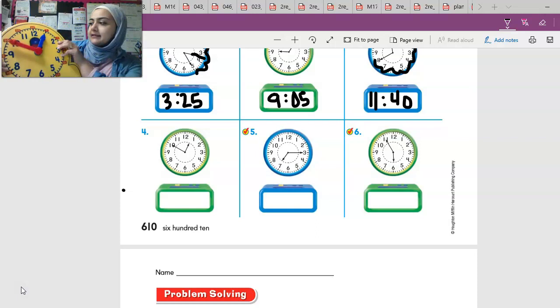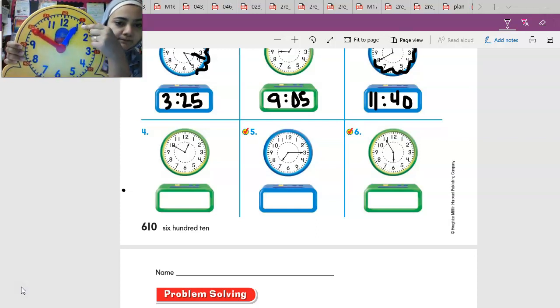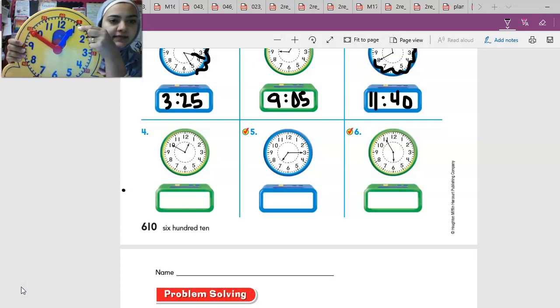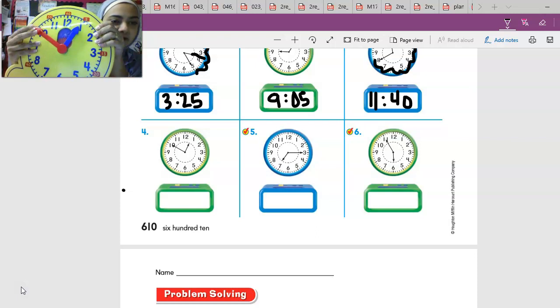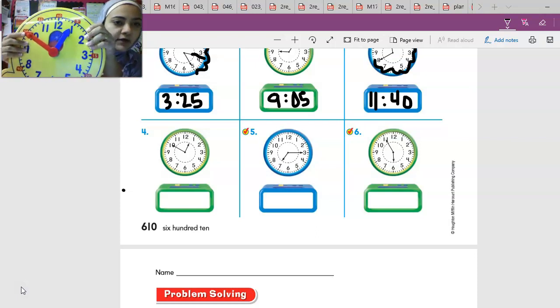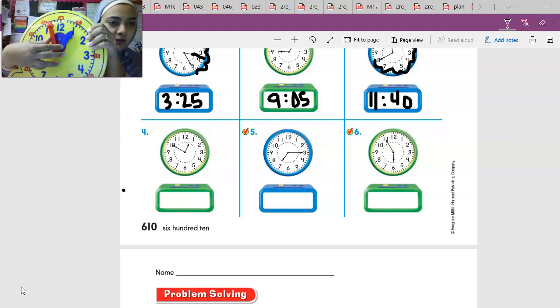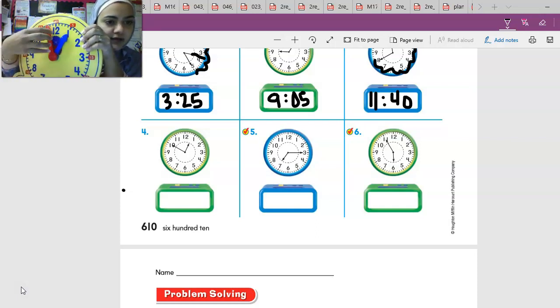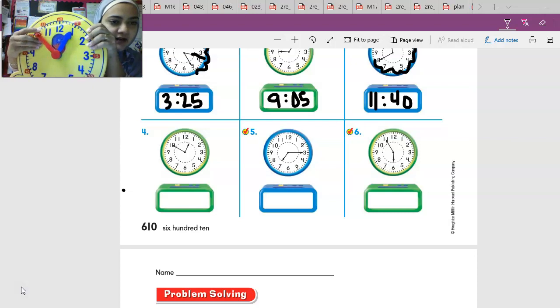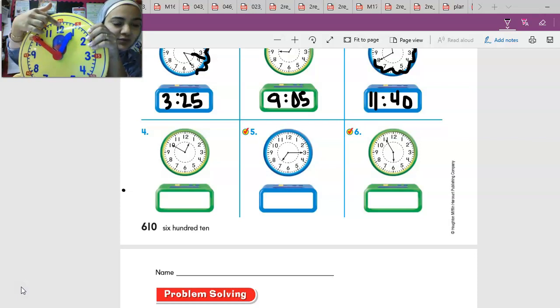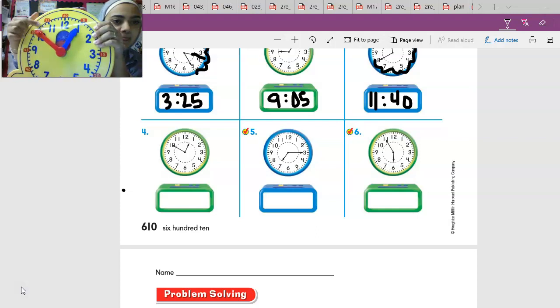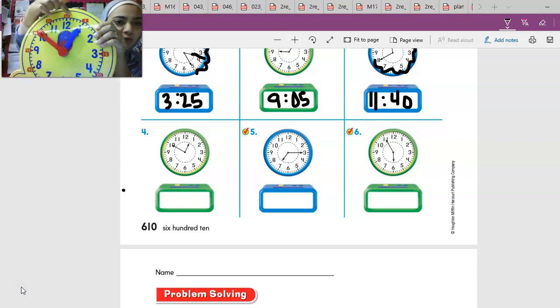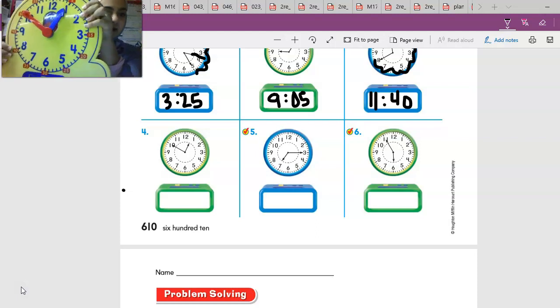It's 12 o'clock. So the hour is still 12, and the minute, if I count by 5s from 1, that's 5, 10, 15, 20, 25, 30, 35, 40, 45, 50. So the time here is 12:50. Okay? 12:50. Let's look at number 5. Number 5, the hour hand is on the 7.